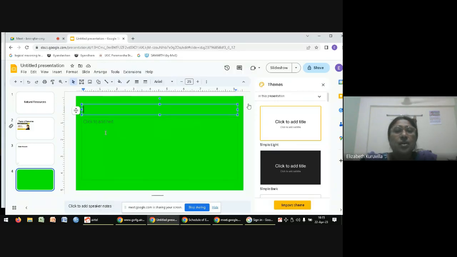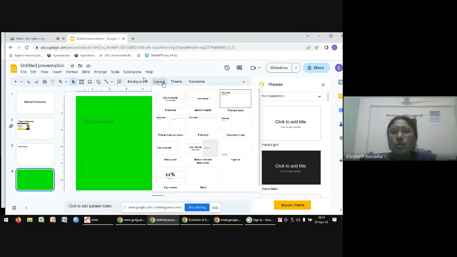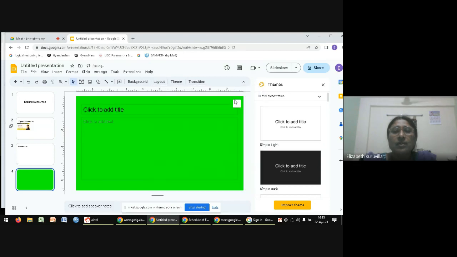So the picture is not coming. Now the picture, when you extend or include it in your slide, you can see the picture will come. In this way, if you want to change the layout, which layout you want, the layout has changed here.